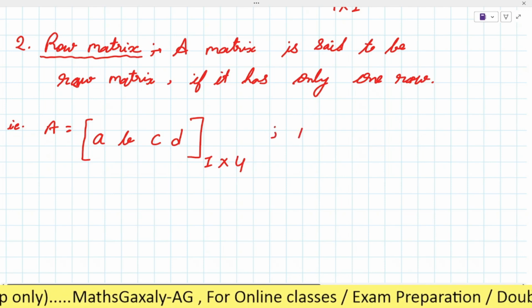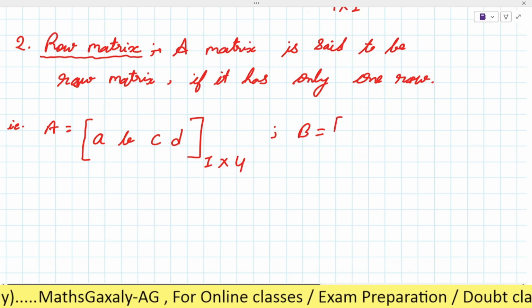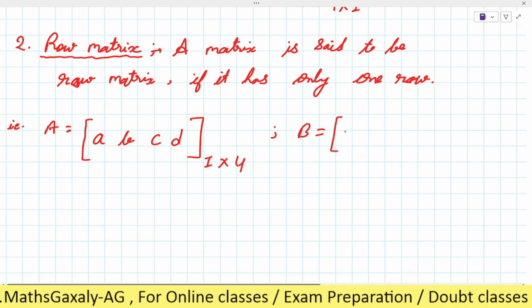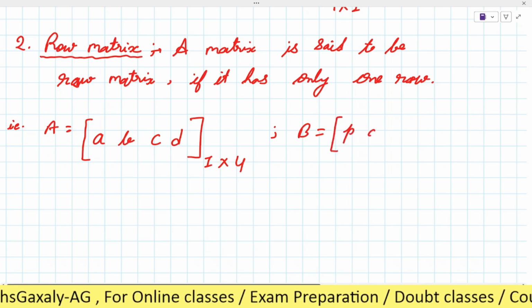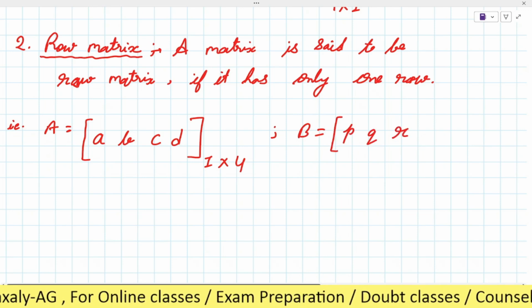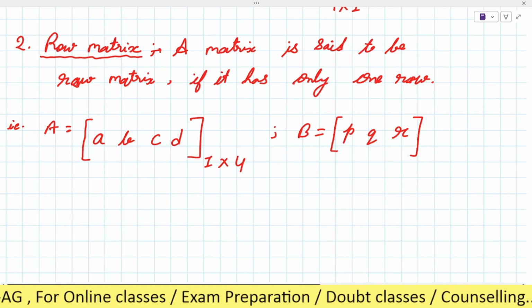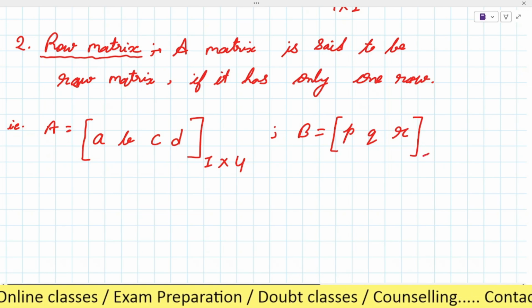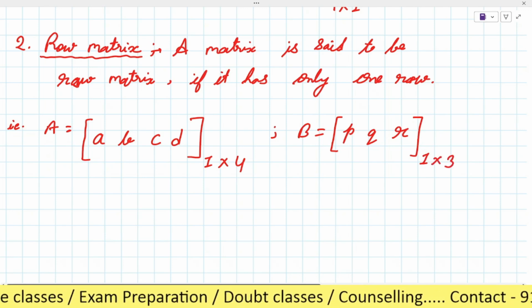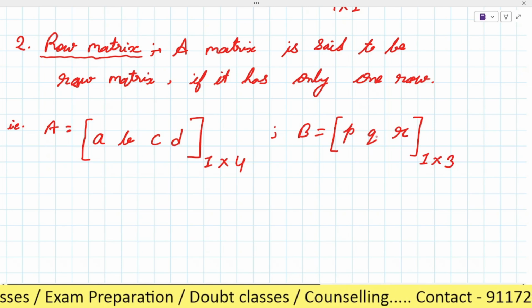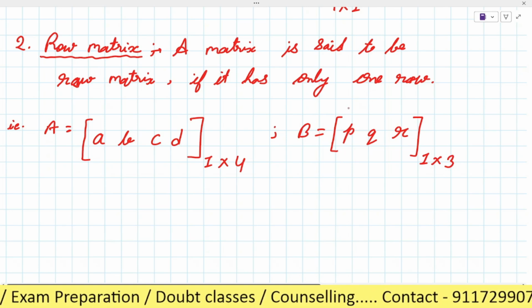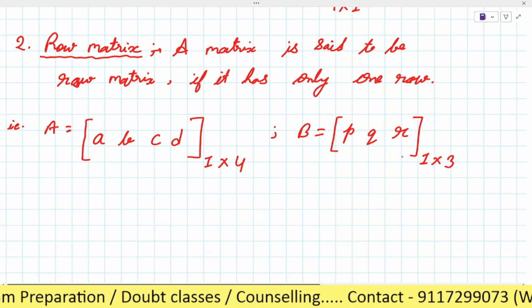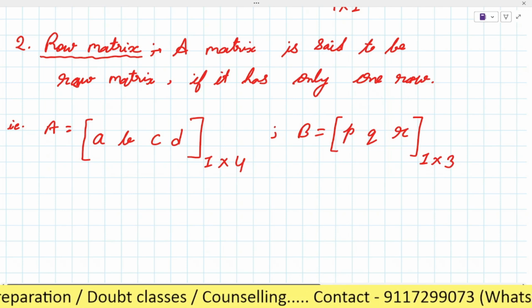Similarly, we can take another example. Suppose there is a matrix B whose elements are P, Q, R. Okay? So here again the order will be 1 by 3, right? Number of rows is 1 and the columns are 3: P, Q and R. Okay, vertical wise, right?